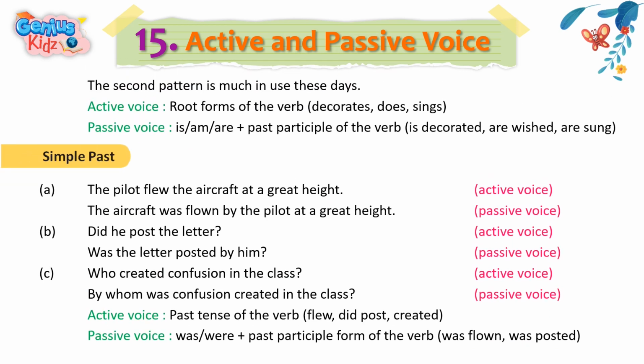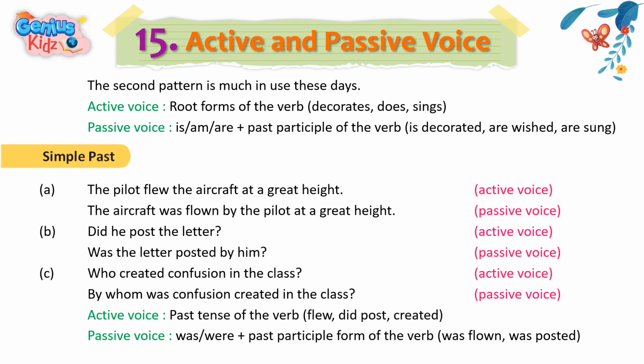The second pattern is much in use these days. Active voice uses the root forms of the verb: decorates, does, sings. Passive voice is is, am, are plus the past participle of the verb: is decorated, are wished, are sung.